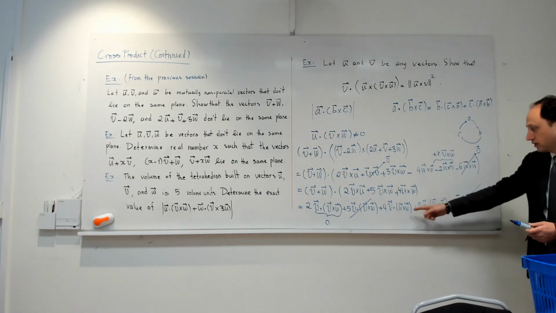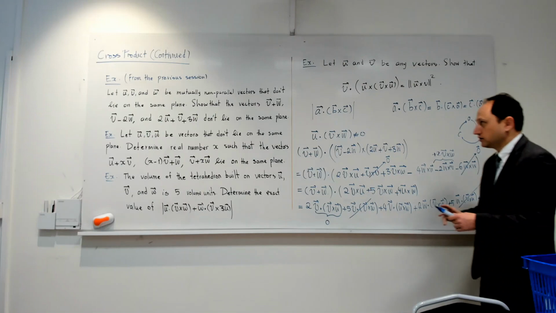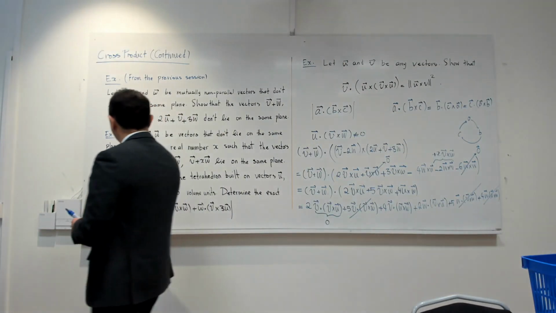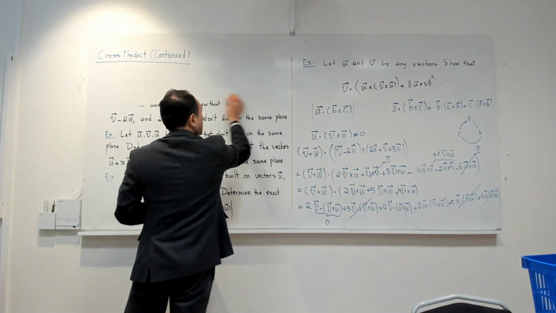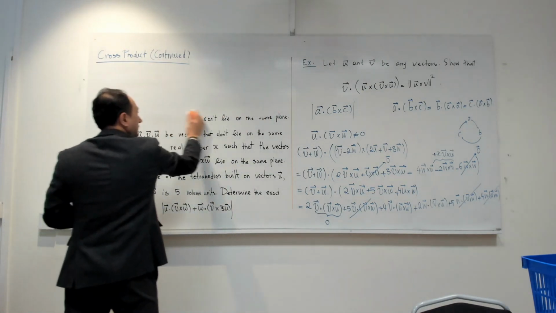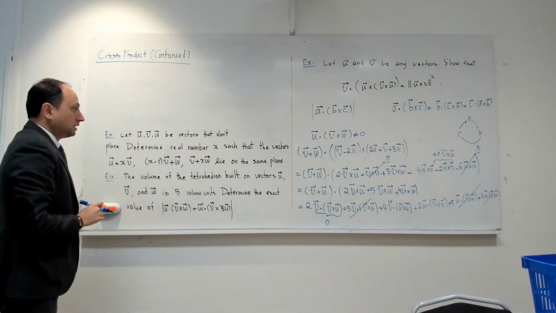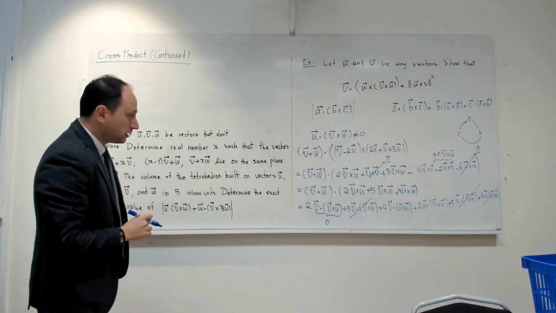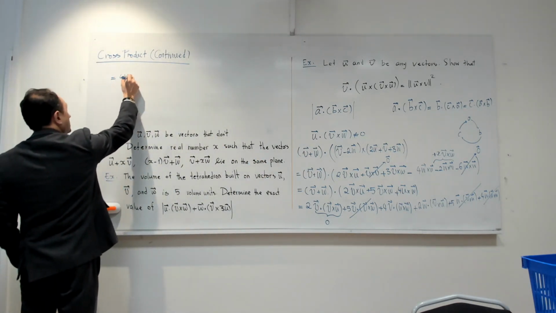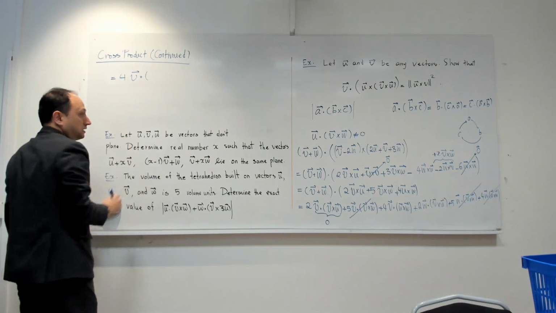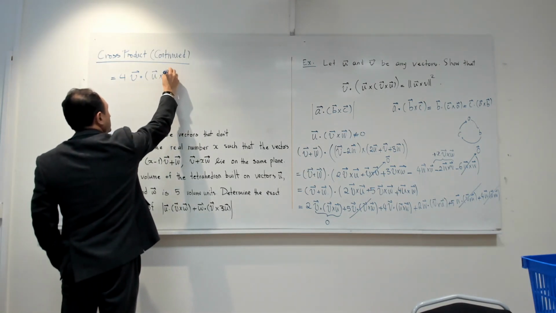Okay, what can I write? If I ask you to write it simpler, then you know what to do. So how should I write it simpler? So let me clean here. Okay, so let me see what is the result. The result is 4V, let me write it here on top, dot U cross W.